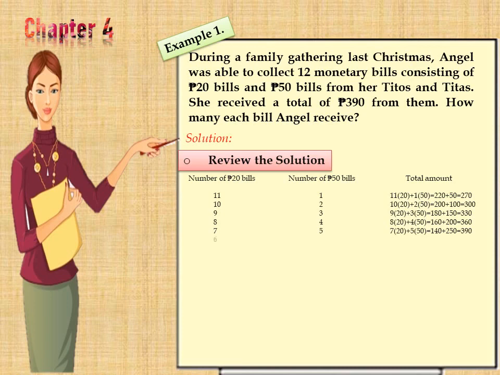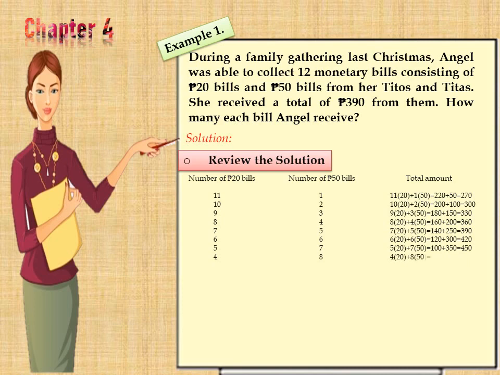So we will have 6. Suppose 6 20 peso bills and 6 50 peso bills. So the total amount would be 6 times 20 plus 6 times 50. This will give us 420. Next distribution, we have 5 times 20 peso bills and 7 50 peso bills. So this will give us 5 times 20 plus 7 times 50 is equal to 450.